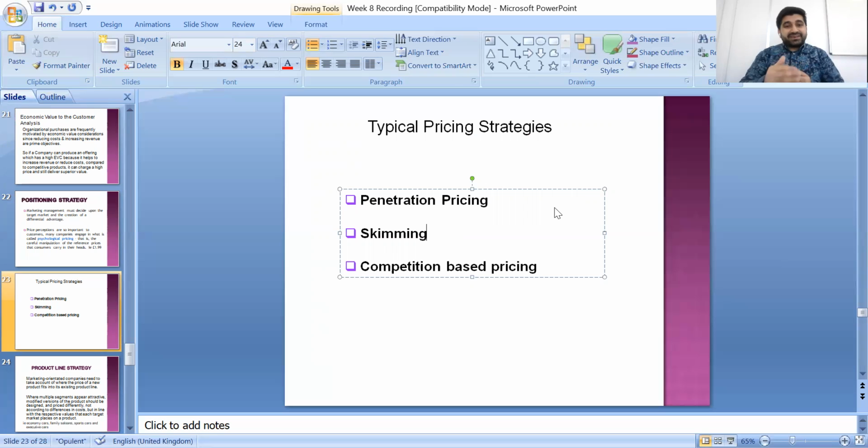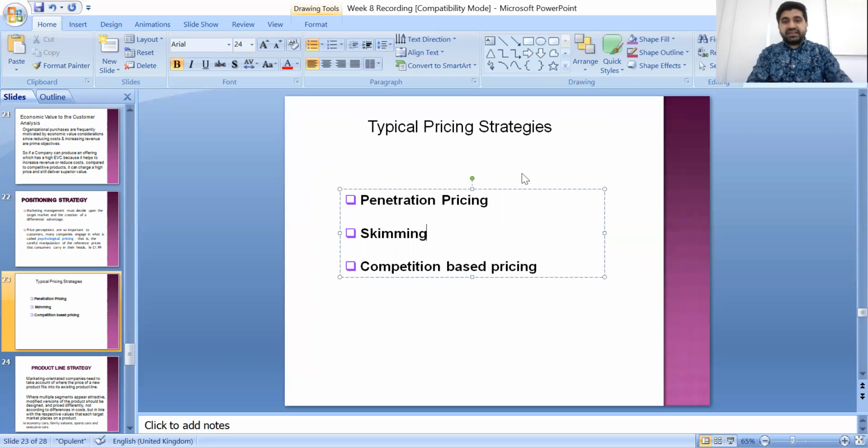However, with the passage of time, they increase their price. Sorry, price skimming strategy means that at the start the company increases their price, and with the passage of time they reduce their prices. In competition based pricing, whatever the competitor is offering, we have to reduce our price as compared to our competitor and start selling to the market.